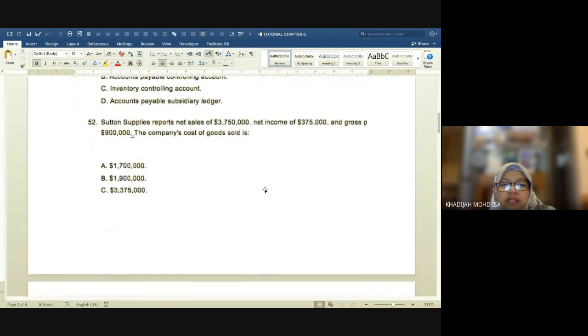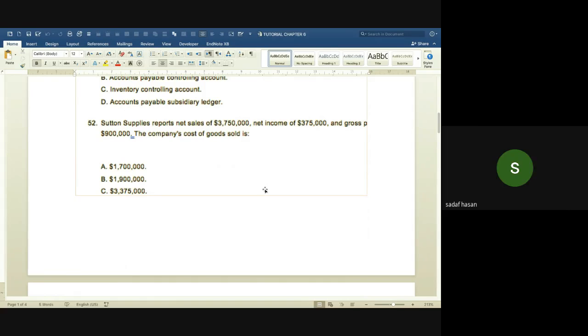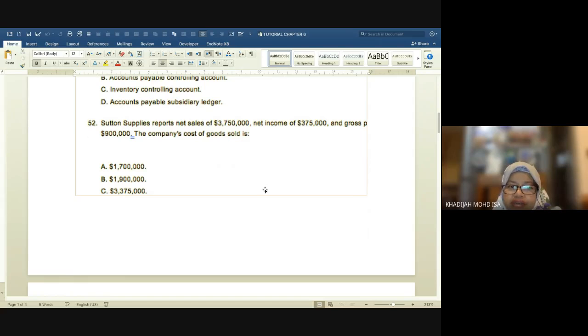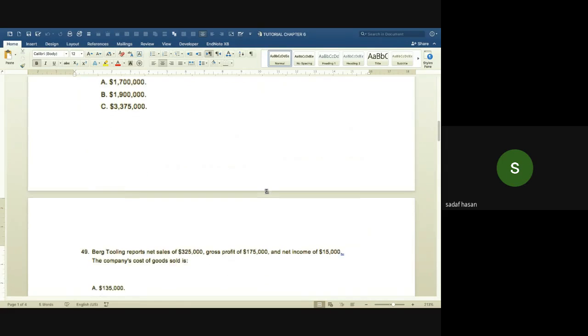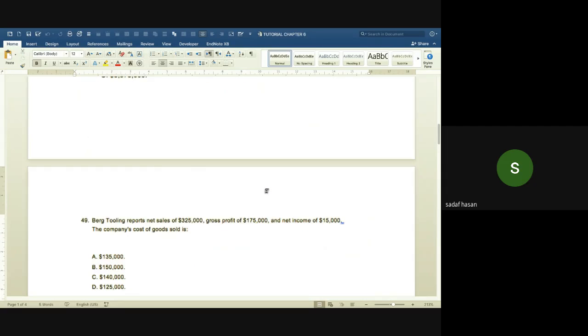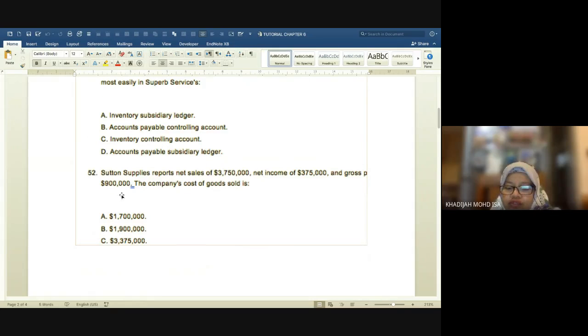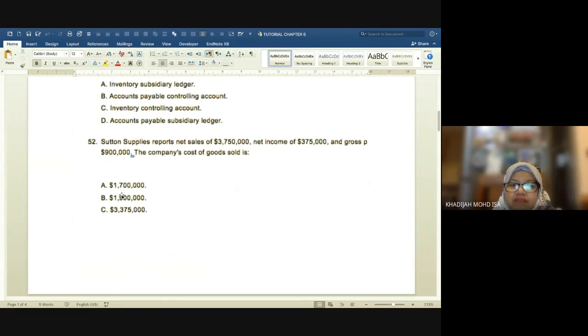Next question: Sutton Supplies has net sales of 3,750 and gross profit of 900. What is the cost of goods sold? This question is similar to just now, so it's very easy. It should be 2,850, because you have net sales minus your COGS equals 900, so you get COGS of 2,850.